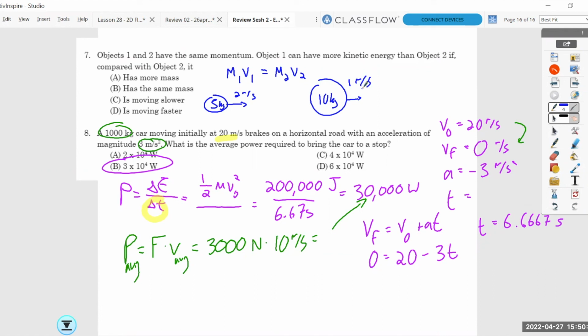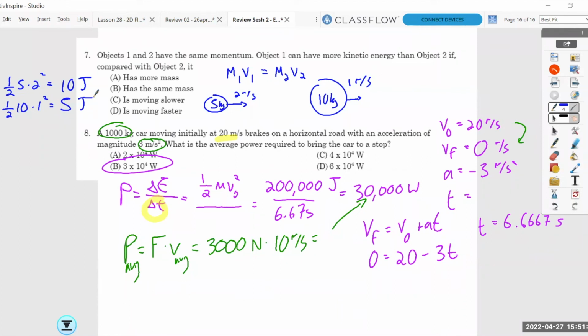Let's calculate their kinetic energies. For 1, we've got 1/2 times 5 times 2 squared. 2 squared is 4, divided by 2 is 2, times 5. This is going to have 10 joules of kinetic energy. The other one, 1/2 times 10 kilograms times 1 squared, is only going to have 5 joules of kinetic energy, right? So these two objects have the same momentum, but object 1 has more kinetic energy.